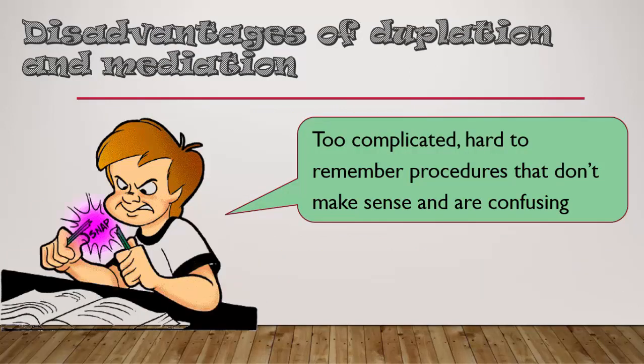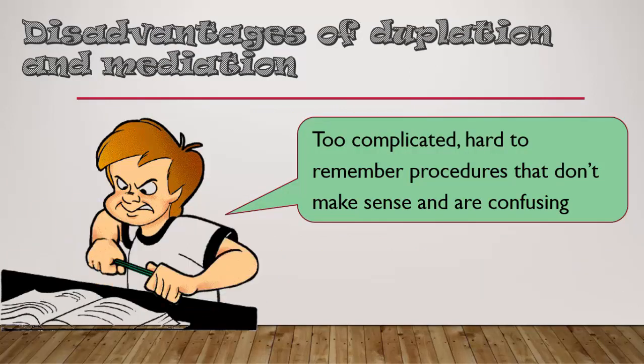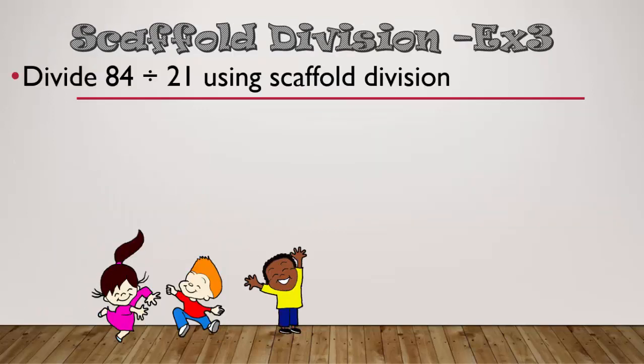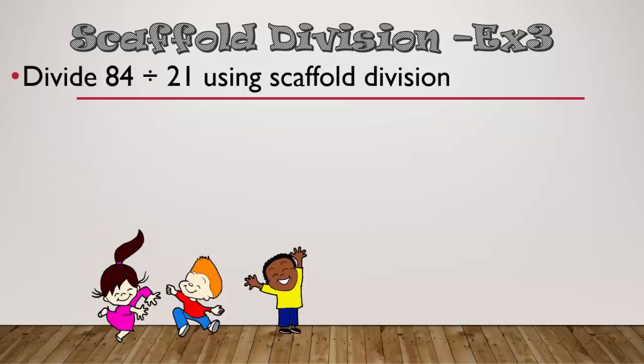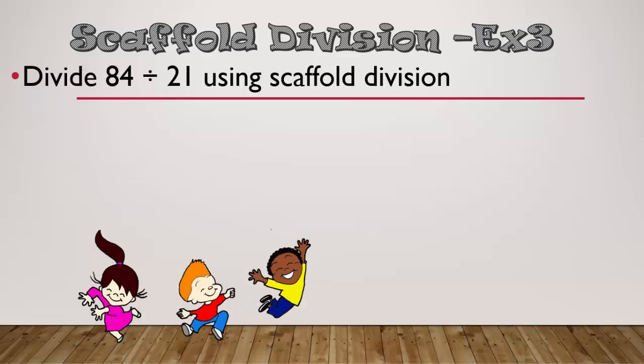The disadvantages of duplication and mediation: it is too complicated, hard to remember the procedure, that really doesn't make sense and is very confusing. In example number 3, we're asked to use the technique called scaffold division, and we're asked to divide 84 divided by 21 using scaffold division. So let us go over to the whiteboard and show how this is done.